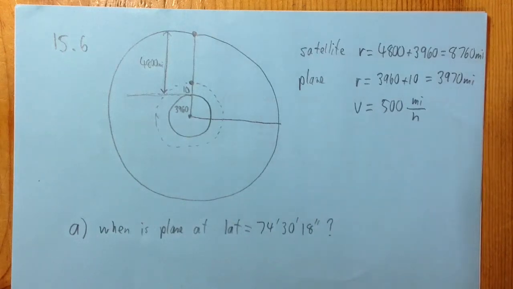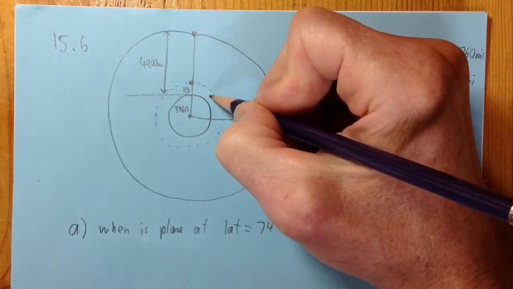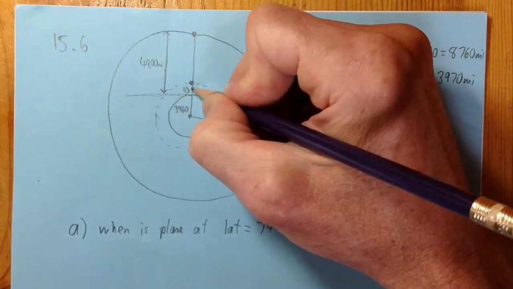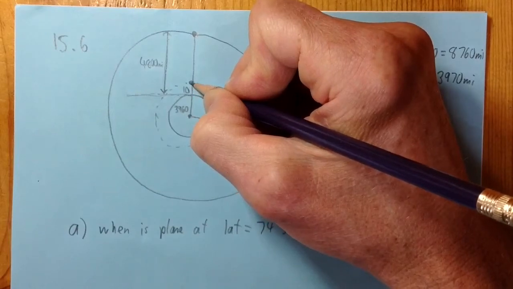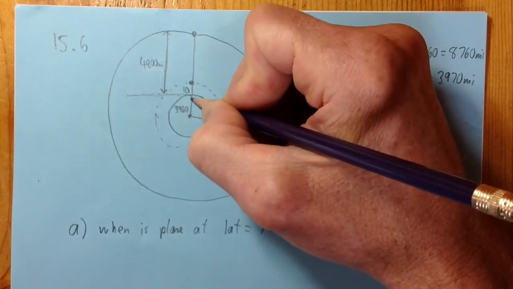Let's do problem 15.6, which is a good representative problem from chapter 15. In this one, we have an airplane flying this way. So here's our little airplane here, 10 miles above the Earth. And the Earth is 3,960 miles in radius, which is right.